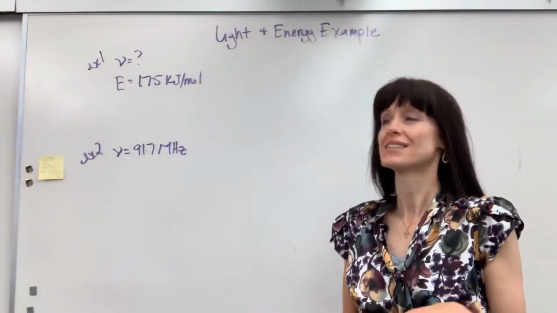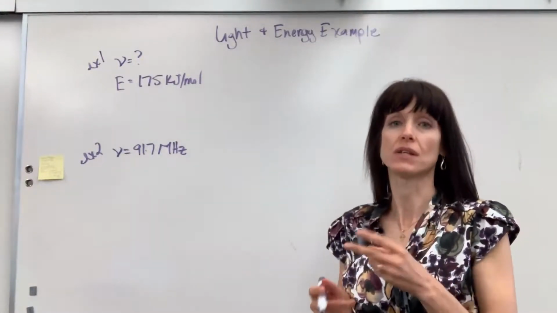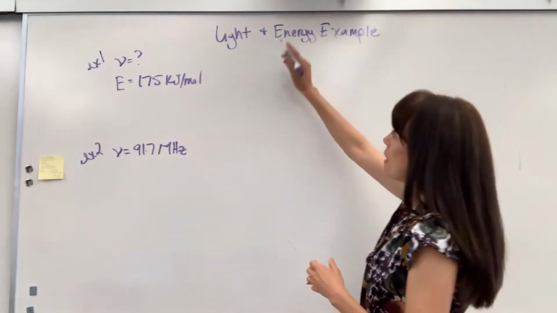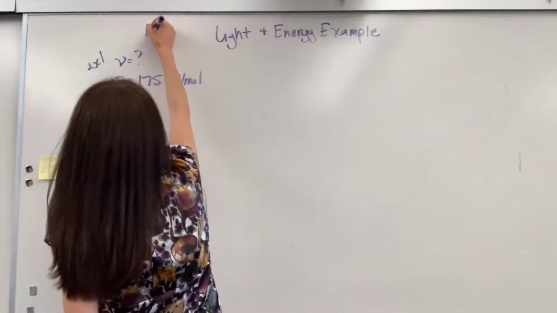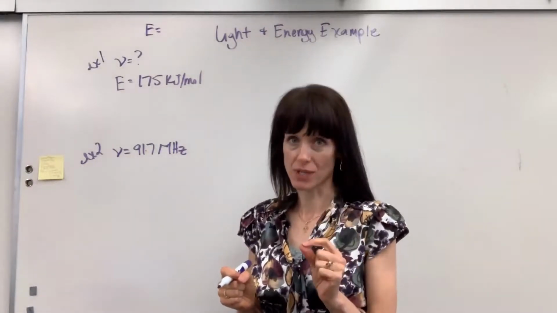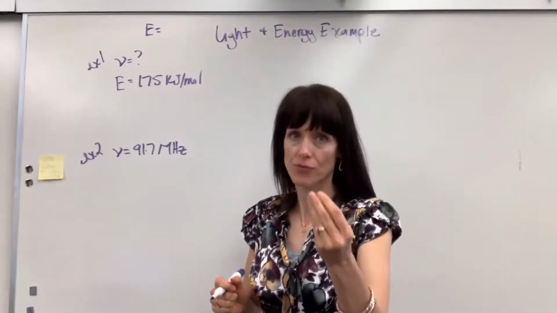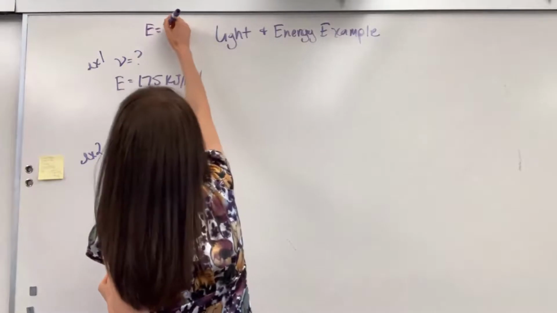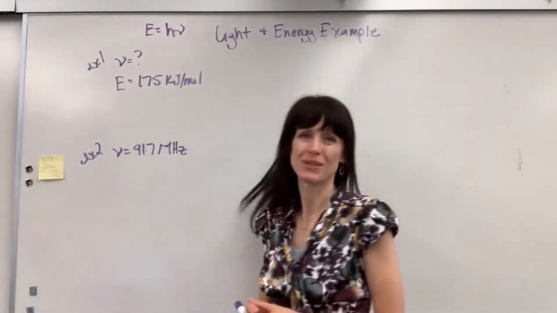Hi, we are going to do two examples of using our energy formula. You'll recall the energy formula is E, energy, and remember, so important, that is joules per photon. It's the energy for one photon. Energy equals Planck's constant times nu.